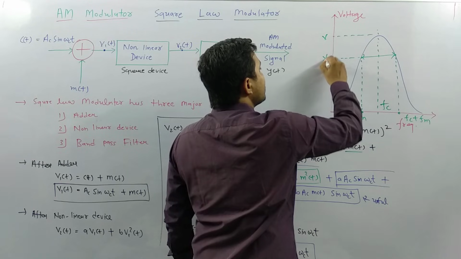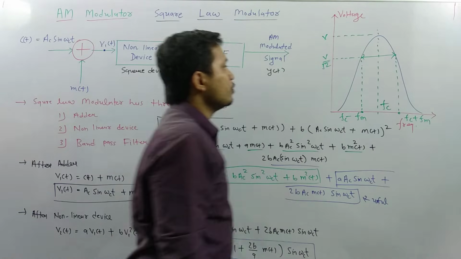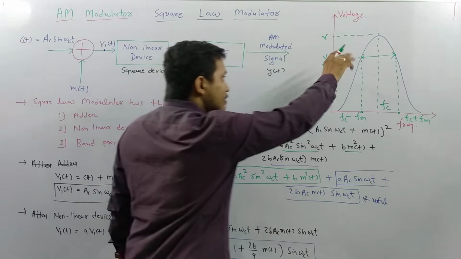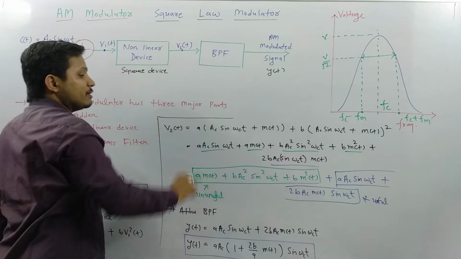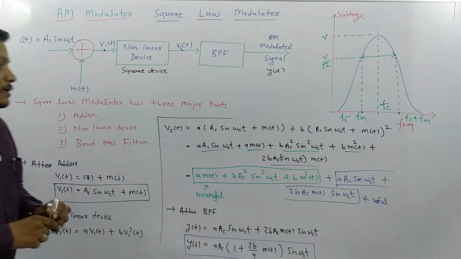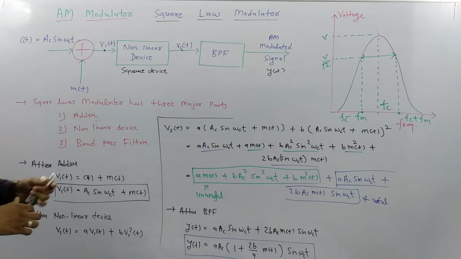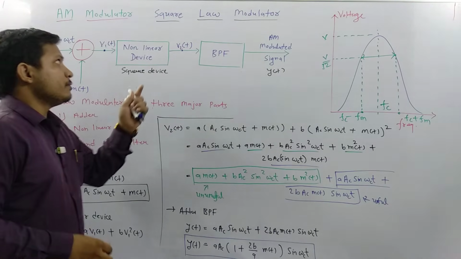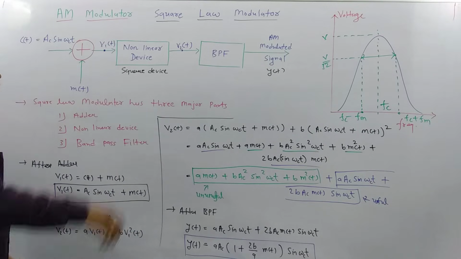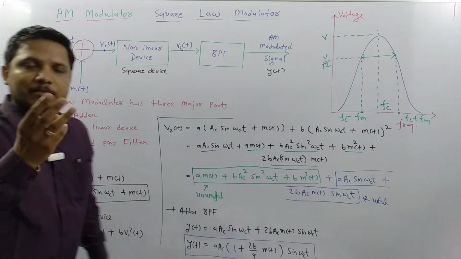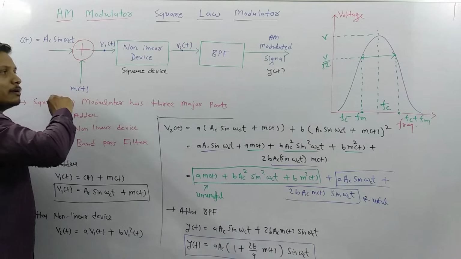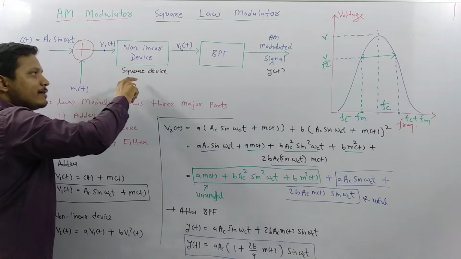So after passing this signal through the band pass filter, you will find only these components, and that is the amplitude modulated signal. So this is the AM modulator by square law modulator. This square law modulator basically consists of 3 elements. One is an adder, then you pass it through a non-linear device, that is a square law device or square device, then you pass it through a band pass filter and you will have the AM signal.